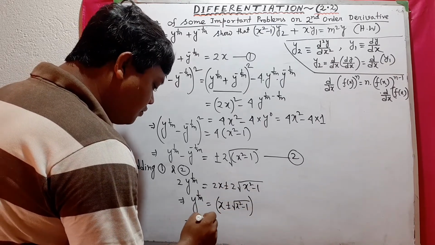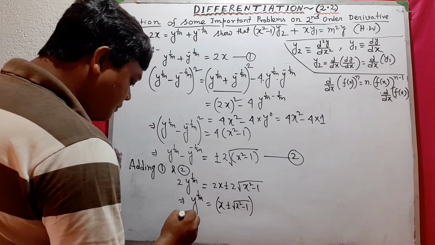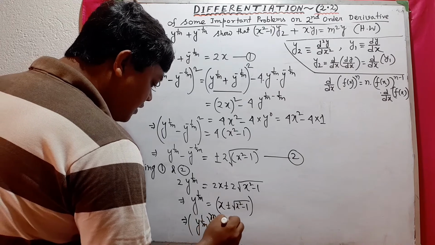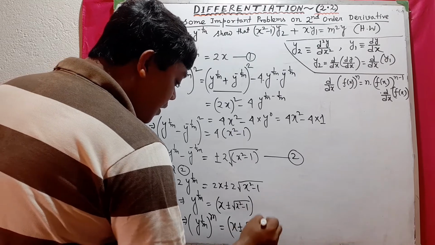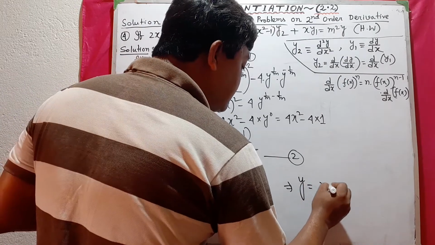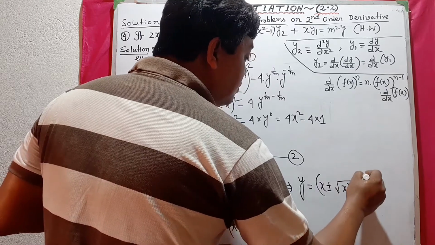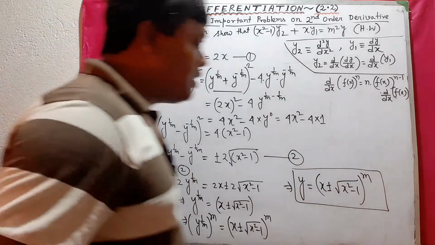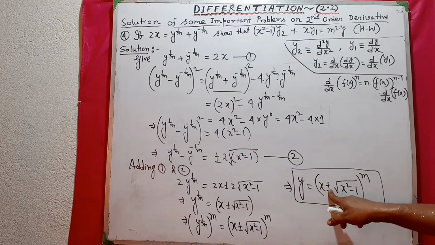So y to the power 1 by m whole to the power m equals x plus square root of x square minus 1 whole to the power m. So that gives y equals x plus minus square root of x square minus 1 whole to the power m. So the equation reduces to the previous problem, just the sign changes here, x square minus 1 instead of x square plus 1. So you take only the positive sign.